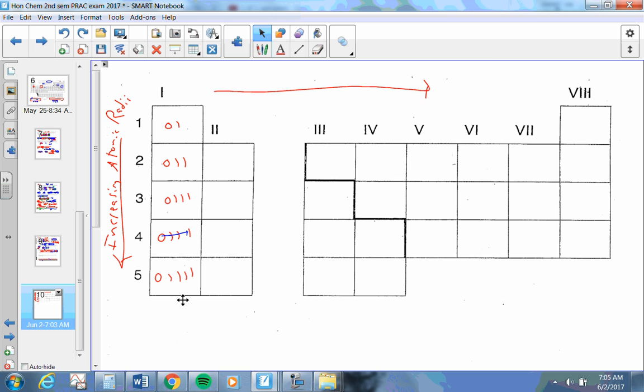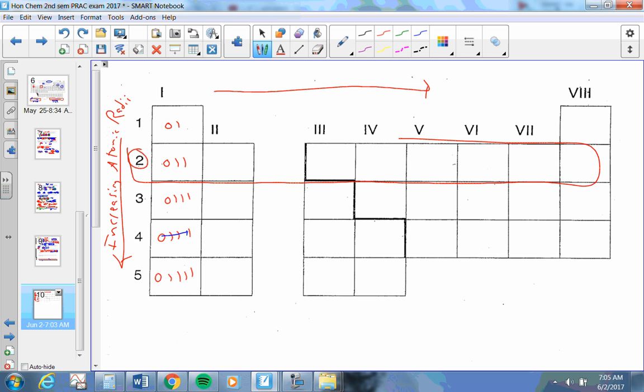But as we go from left to right, they're all going to have 2 shells, every single one of them. I'm going to pick this. As we go from left to right, every single one of these is only going to have 2 shells. But like this is number 3.